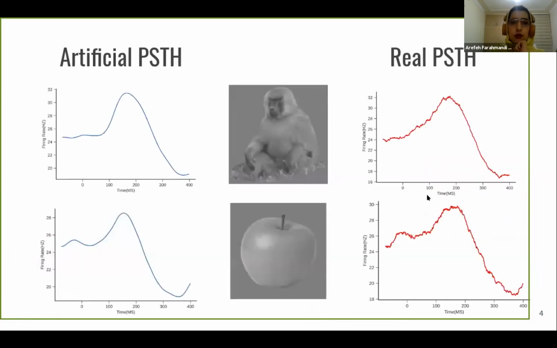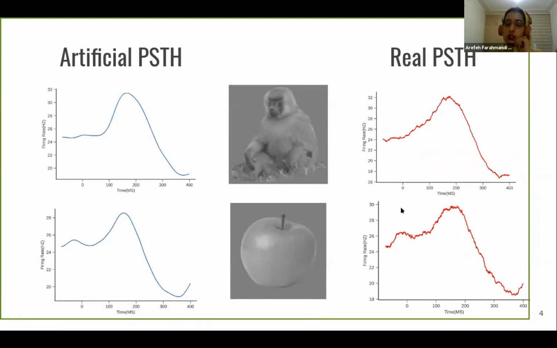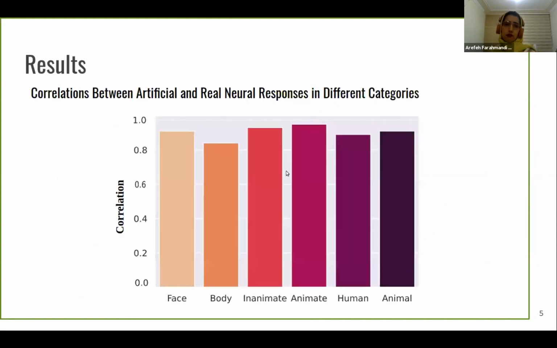As you can see, the results are surprisingly great, because we can see here, for example, we have two sample images, and here we have the temporal dynamic neural response of our real neurons, which we recorded from the IT cortex of monkeys. And here we have the artificial neural response. As you can see, they are really similar to each other, and that's really great for us.